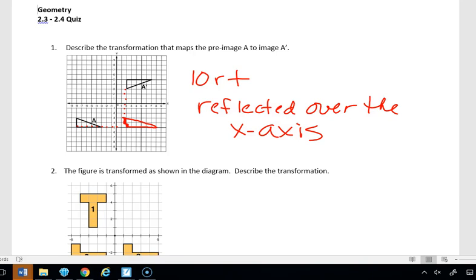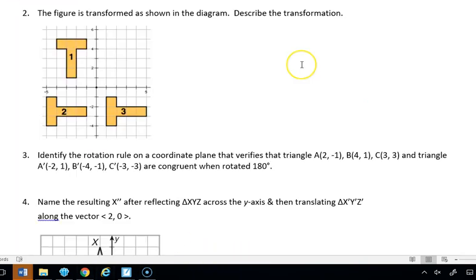Number 2, let me go ahead and scroll up a second. So with number 2, it says the figure is transformed as shown in the diagram. Describe the transformation. So I noticed that if I look at this top part of the T here, it goes from being horizontal to being vertical. So I think that that's a rotation from 1 to 2.